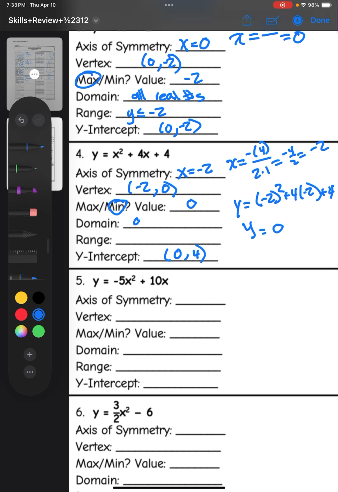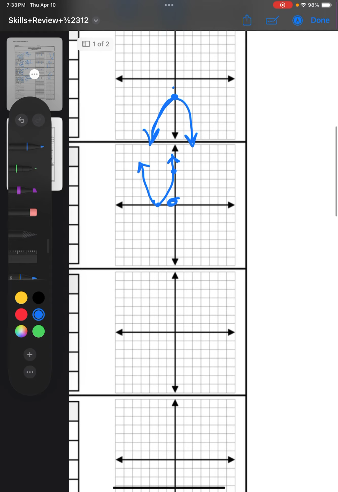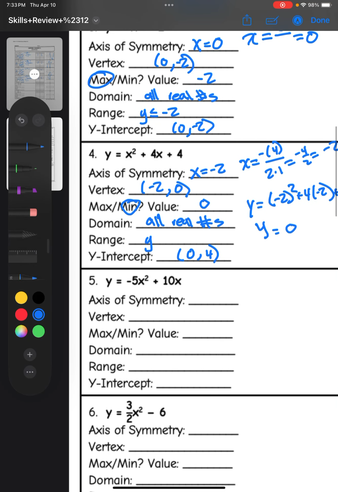For the domain, it's going to just be all real numbers. And our range. Well, we see here it has to be greater than 0. So just y is greater than or equal to 0.